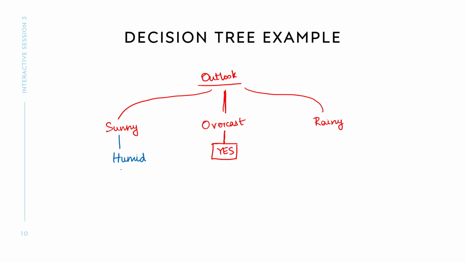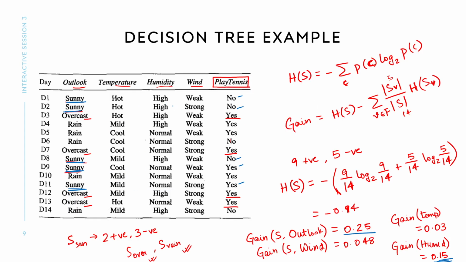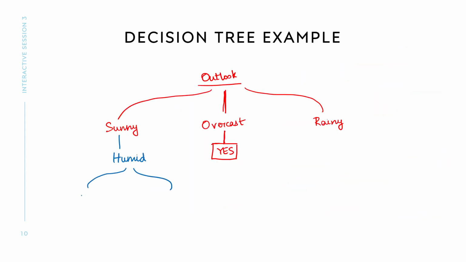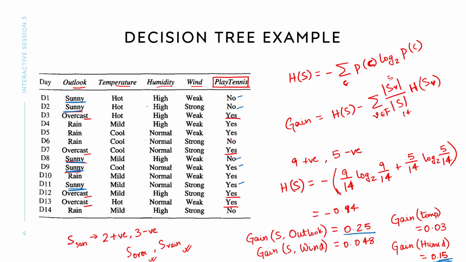So humidity has two branches, high and normal. I will underline this. The ones which are underlined are the features basically. High and normal. Okay, so let's check for high. So Sunny. Now we have to check only for the blue underlined things, right?